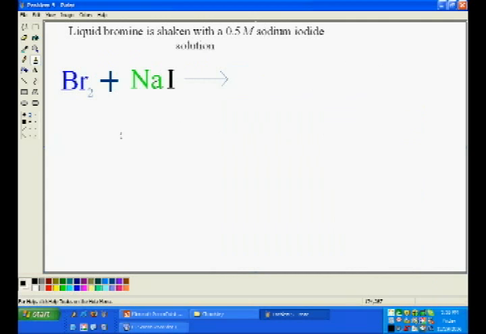Bromine is shaken with a 0.5 molar sodium iodide solution. Br2 and NaI, the 2 reactants. This is clearly a single replacement because one of them is an element and this one is a compound. Since Br is an anion, it will go in and take the place of I, which will come out as an element. So the I2 comes out as an element, and we got the NaBr.